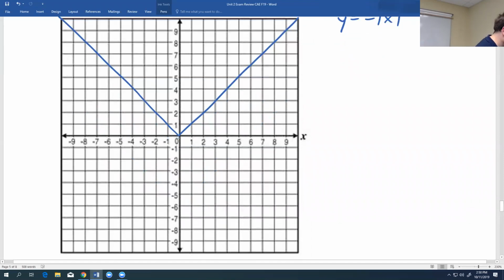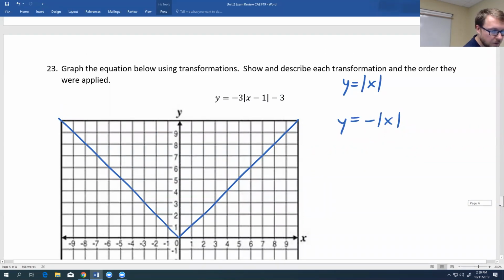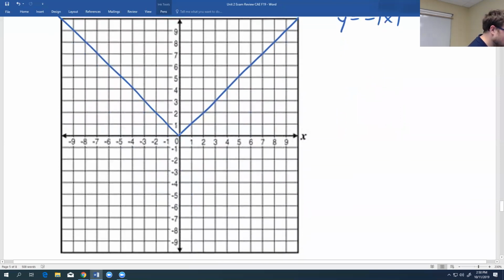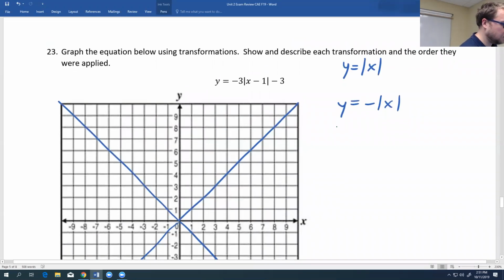So when I reflect, that's what I mentioned earlier. If you have a negative out front, it flips it or reflects it across the x-axis. Okay, the next one.